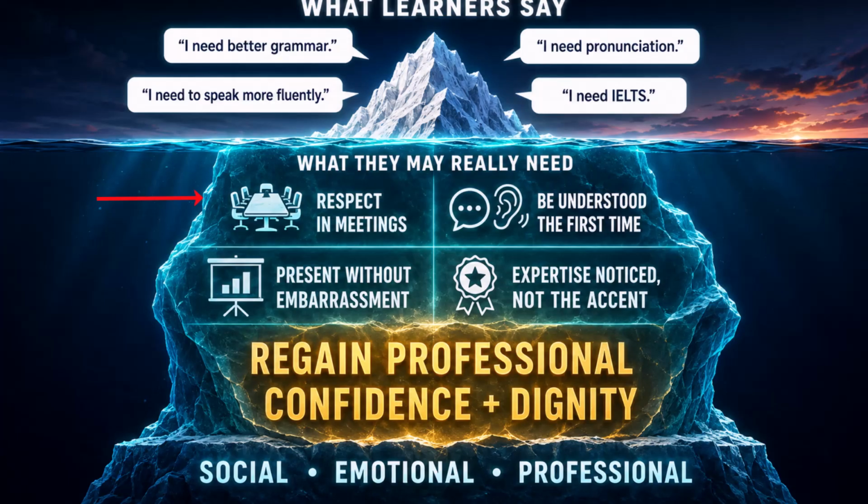They may be trying to feel more respected in their business meetings. They may want to stop repeating themselves 3 times or more before someone understands what they're saying. They may want to speak during a presentation without feeling embarrassed. They may want colleagues to notice their expertise instead of focusing on their accent. In other words, they're not only trying to improve their English, they're trying to regain their professional confidence and dignity. And that deeper motivation is often social in nature.